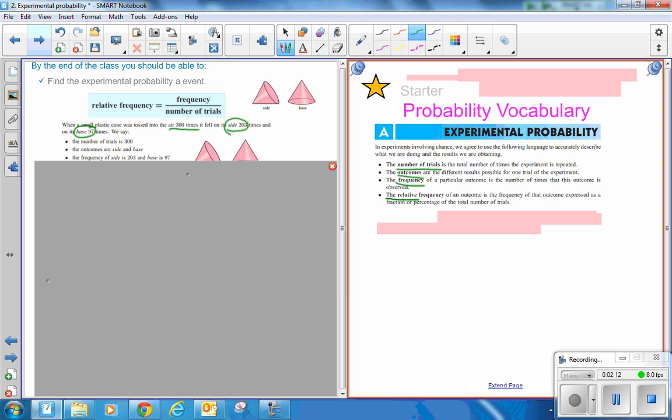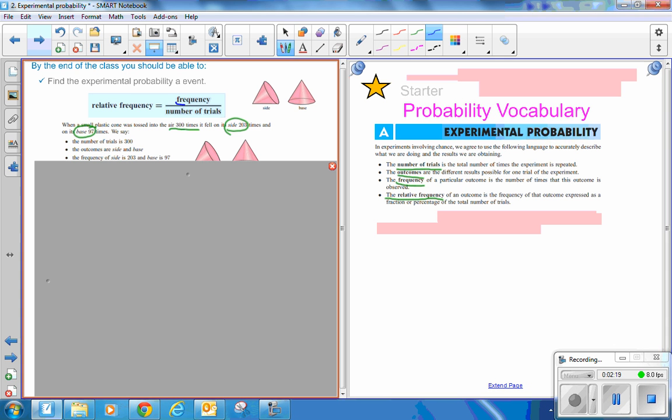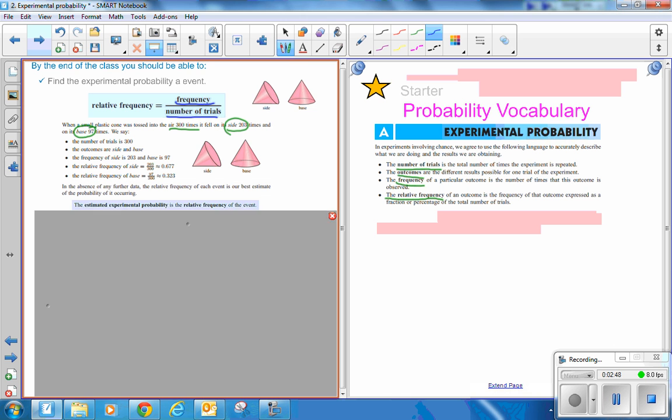Now, the last step is to find the probability of those. So the probability of the side will be the frequency that it happens divided by the number of trials. So it's 203 divided by 300, and that's 0.677. The other one is the base, which happens 97 times divided by 300, and that's 0.323. So that's how we use those words in experimental probability.